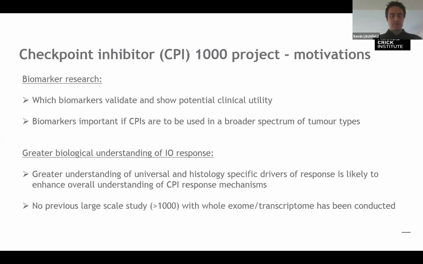And then the second motivation was around biological understanding. So we wanted to try to build a data set that had in-depth focus of whole exome and transcriptome data, that was well powered over 1,000 patients. There's been other large scale panel sequencing efforts, but we wanted to build something that would allow more exploration of the biology of IO response and explore things like differences in response mechanisms across histologies.